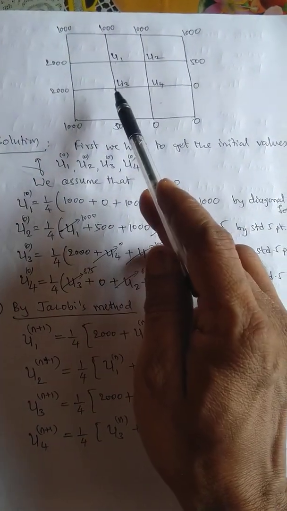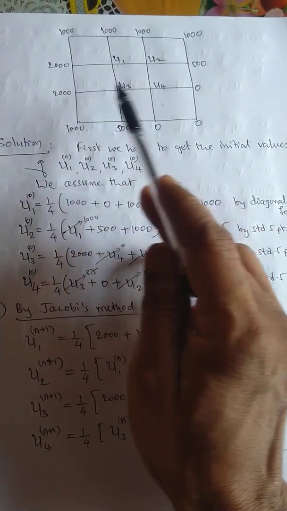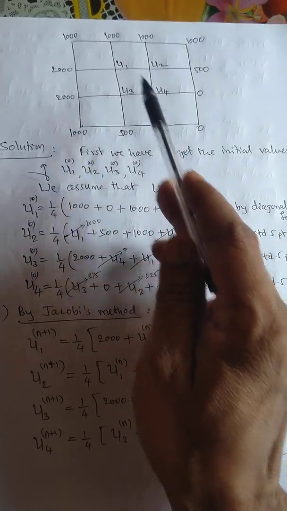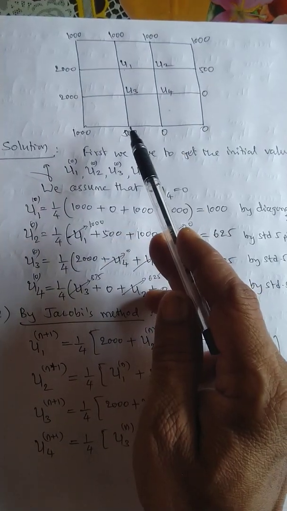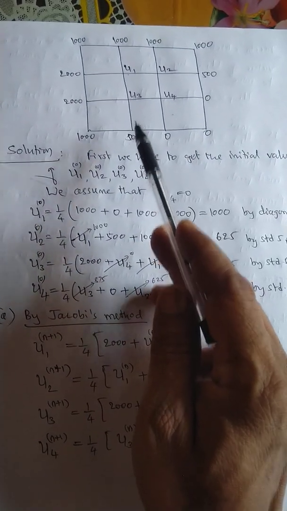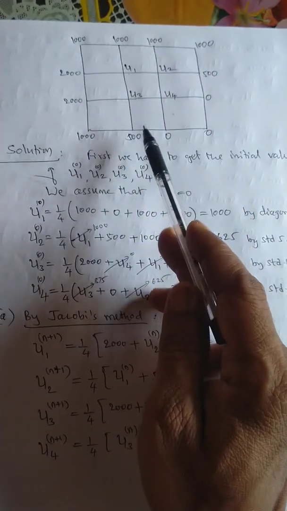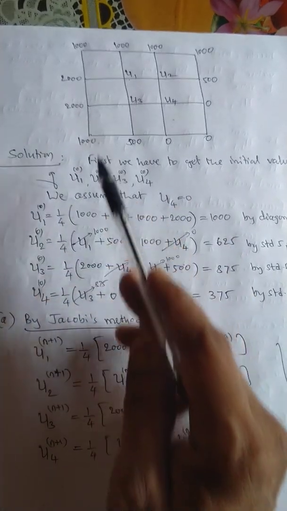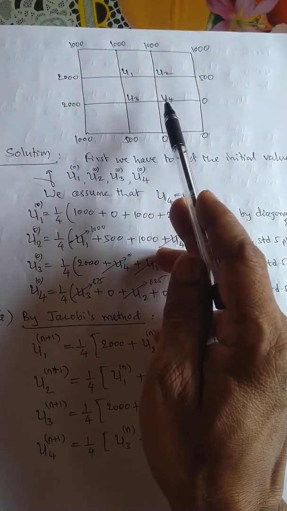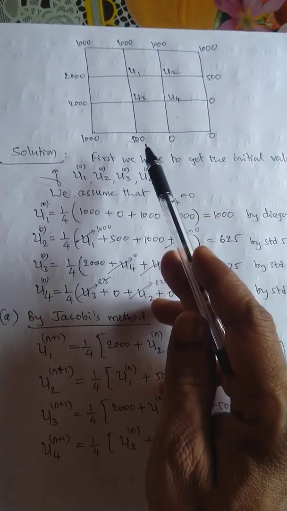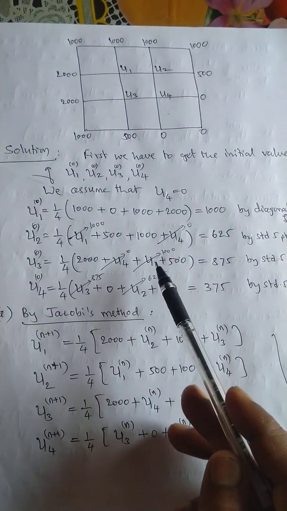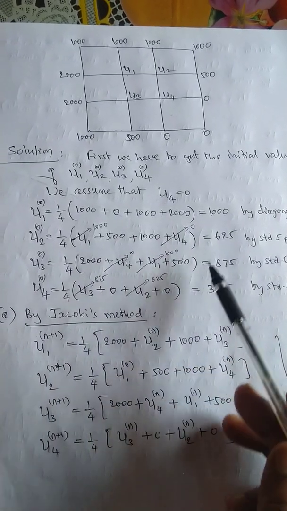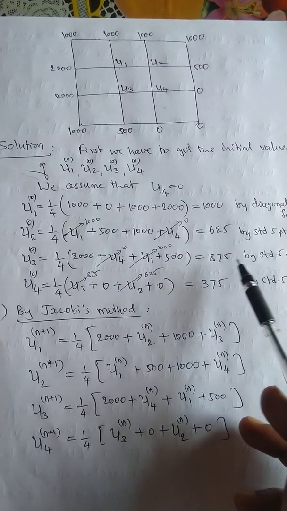Next, U3 naught. We know U4. Its neighboring points are 2000 and U4. We also know U1, and we also know 500. We know all these points, so we can calculate this by the standard 5-point formula. So U3 naught is equal to 1 by 4 of 2000 plus U4 naught plus U1 naught plus 500. We substitute U1, that is 1000, and U4, which is 0. Substituting all this, we have 875.